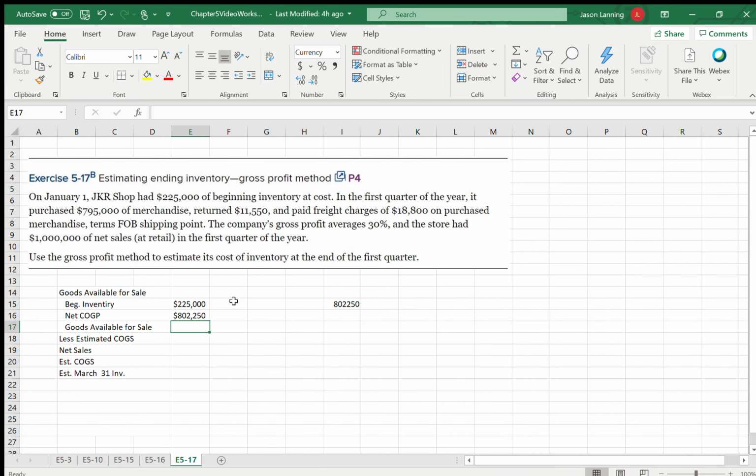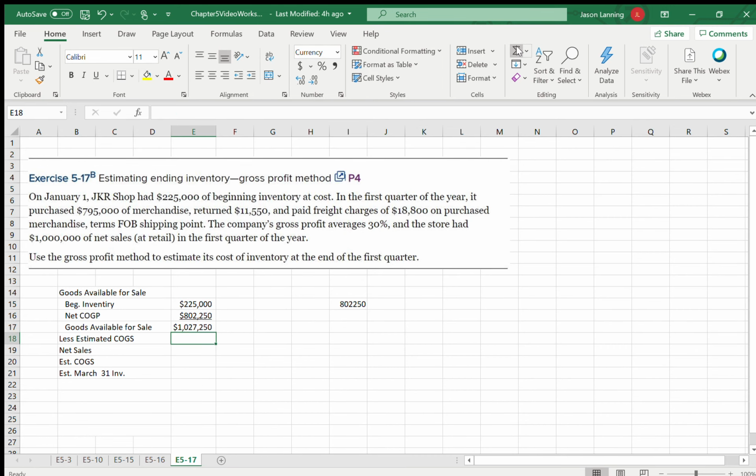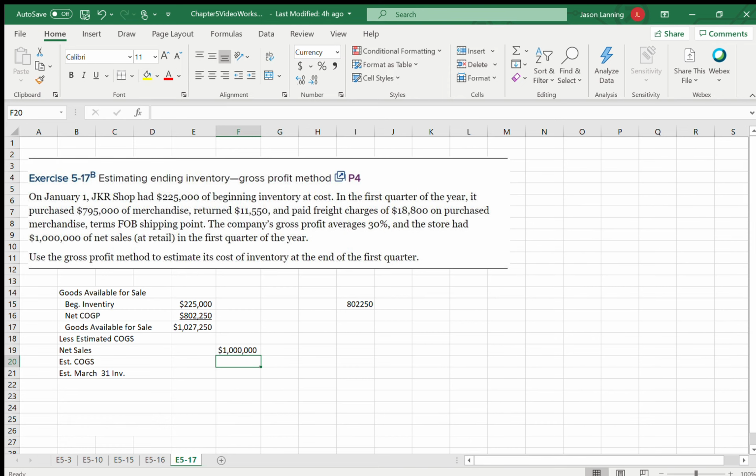Okay. So if we add these together, this should give us the goods that we have available for sale. So we'll add those, and we get $1,027,250. Okay, those are the goods we have available for sale. Now, we've got to estimate our cost of goods sold. We know net sales is $1 million. So we'll go back up here. Okay, $1 million.